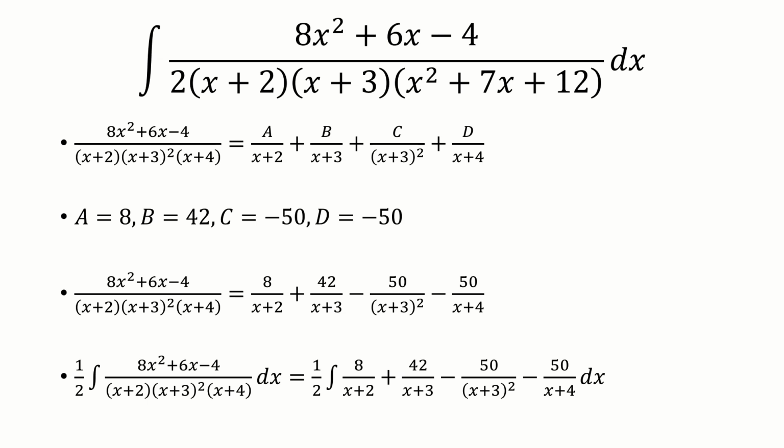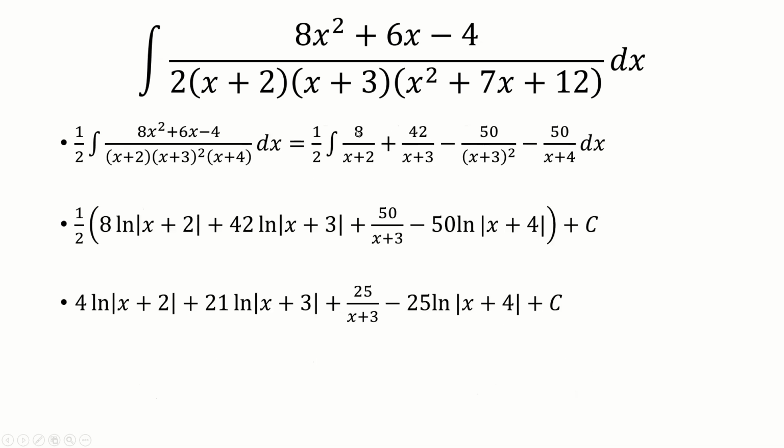So I just plug it in to each of the fractions and then integrate. Notice that I pulled the 1/2 out, and then I'm just going to integrate these four fractions. So now it becomes easy. 8 over (x + 2) becomes 8 natural log absolute value of (x + 2). 42 over (x + 3) is just 42 natural log of (x + 3). And then for this one, you want to use the power rule, which is just 50 over (x + 3). And then finally, we have minus 50 natural log absolute value of (x + 4), and then plus C.